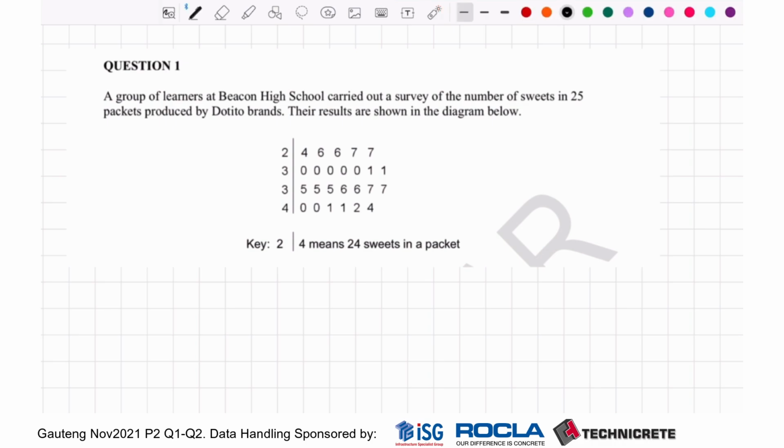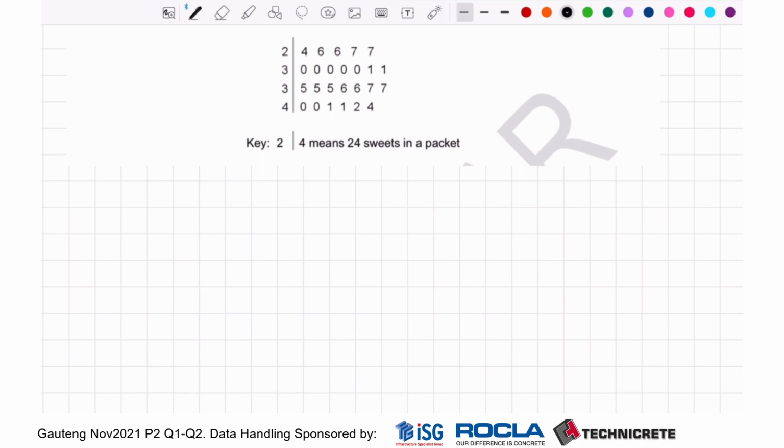Okay, so first question 1.1 asks us to write down the modal number of sweets in a packet, and remembering that the mode means the most occurring number, and just by looking at the plot we can clearly see that this is 30. So the modal number is 30.